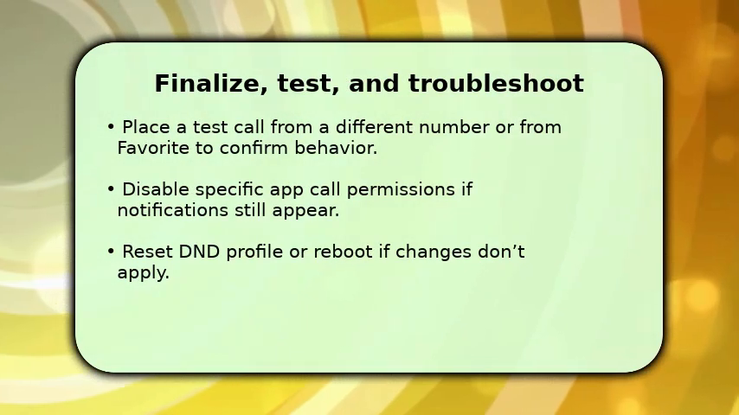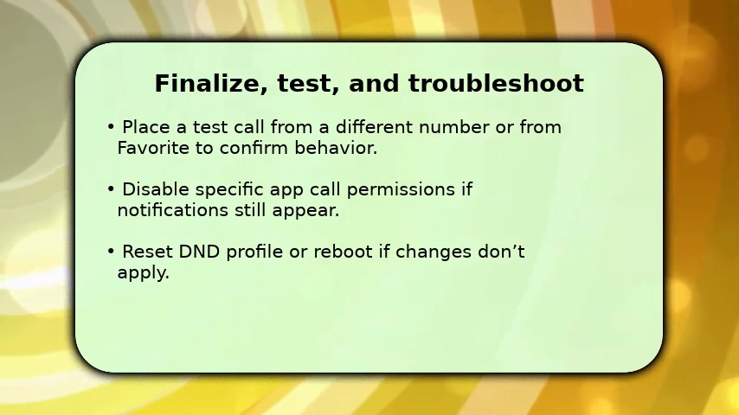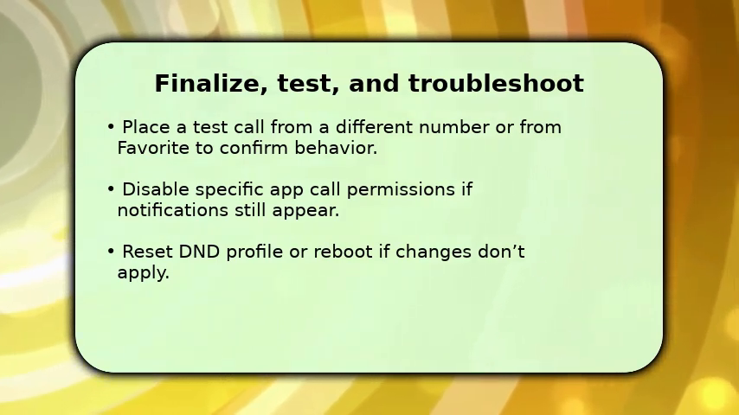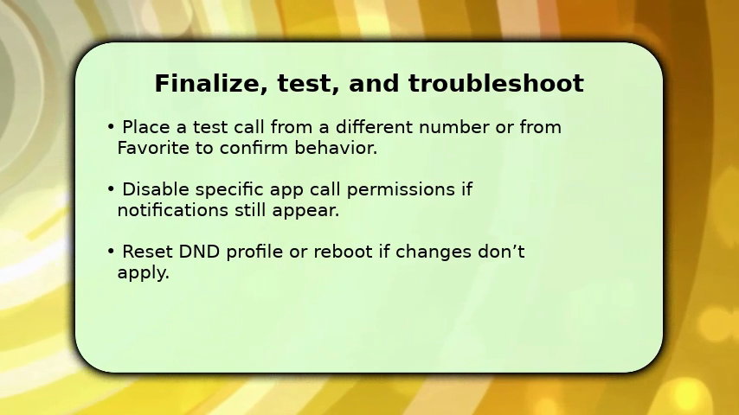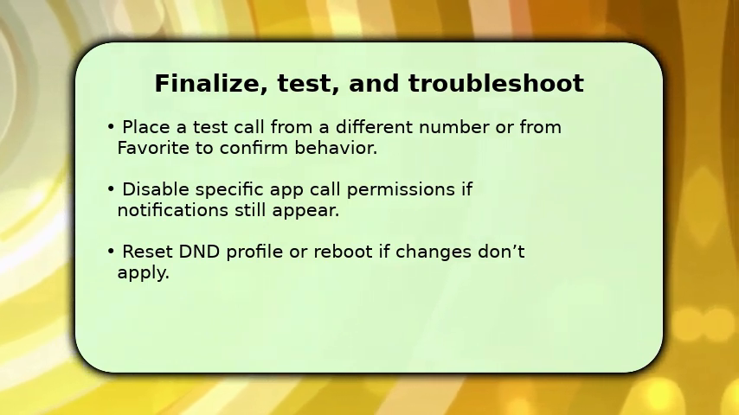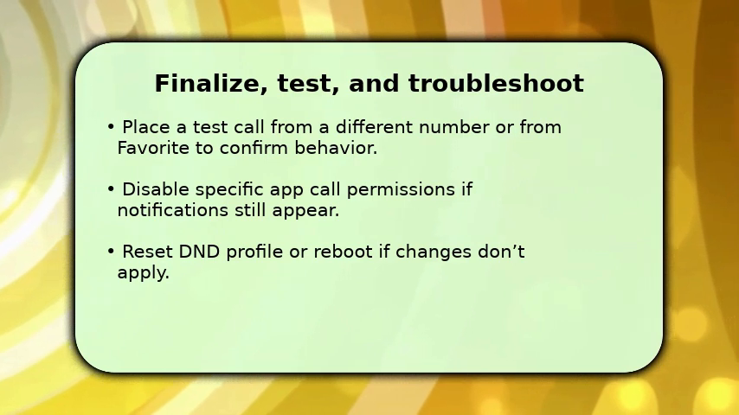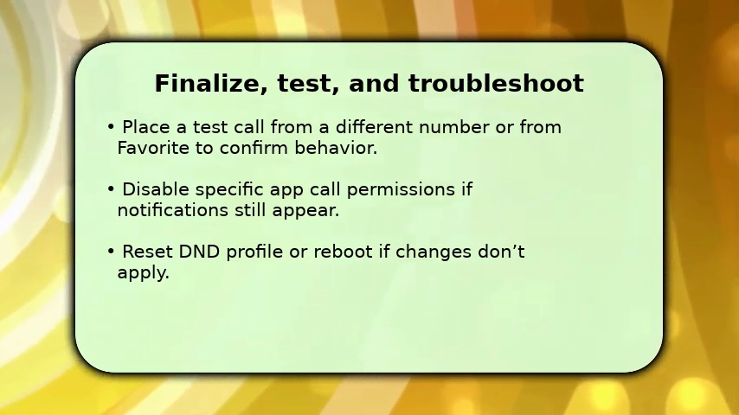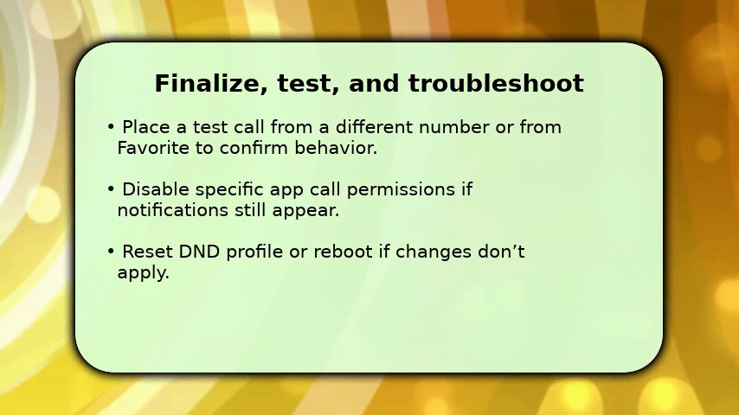Finish by testing. Have someone call you from a non-allowed number and from a favorite to verify the settings behave as intended. If calls still get through, check app-level phone or VoIP permissions and disable call notifications there, because third-party apps can bypass system DND.